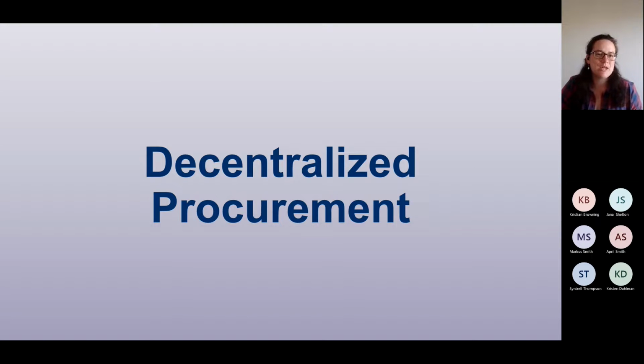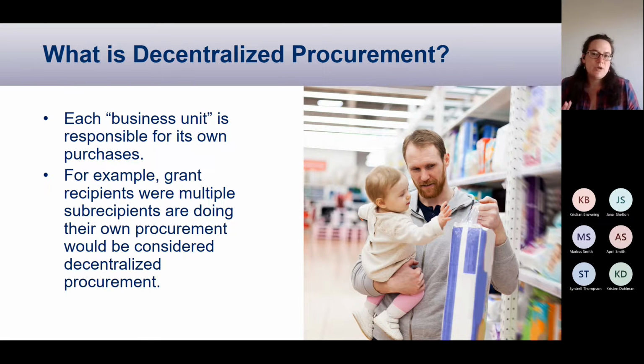So, like I said, next we're looking at decentralized procurement. Decentralized procurement is when each business unit is responsible for its own purchases. A business unit could be considered a department within an organization. So, if your organization has a finance, a programs, communications, policy, different departments, and each one of those is responsible for their own procurement of materials, that would be considered decentralized.